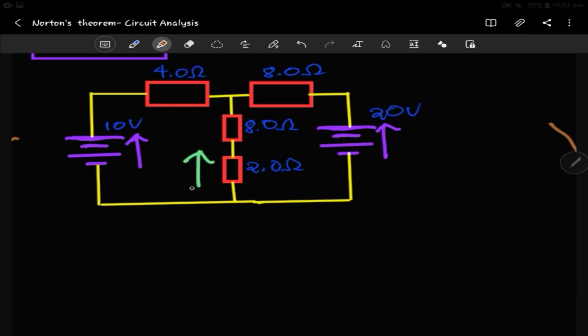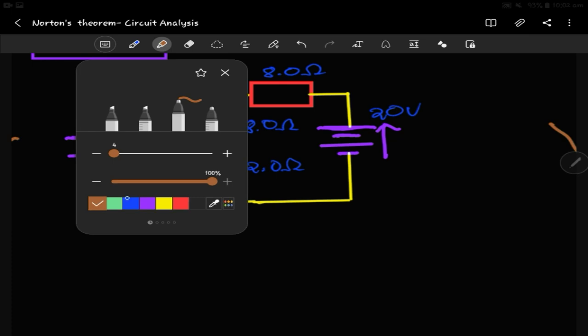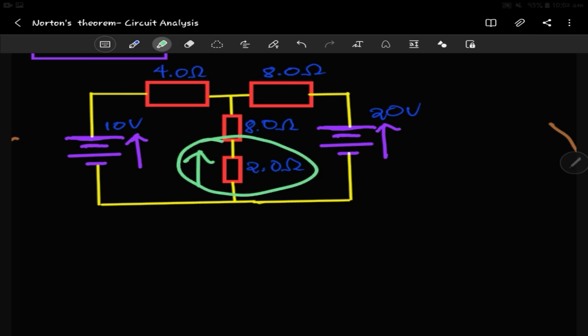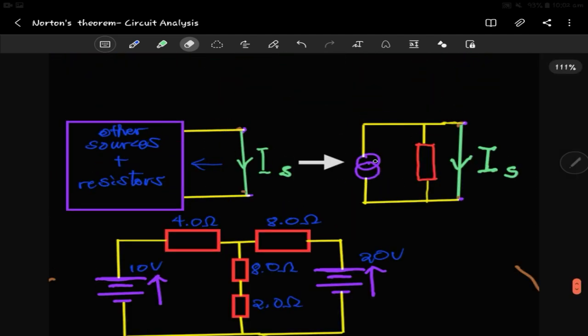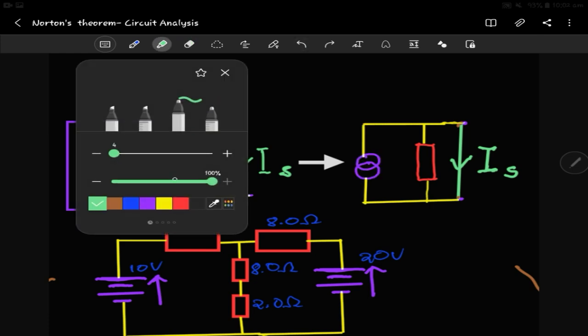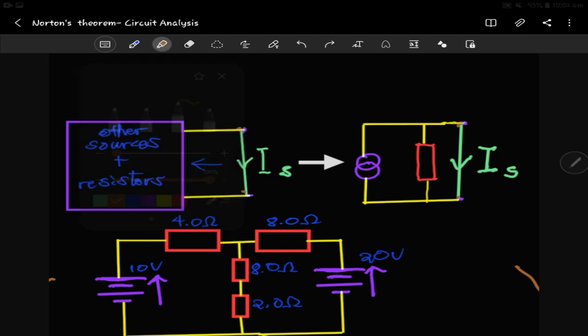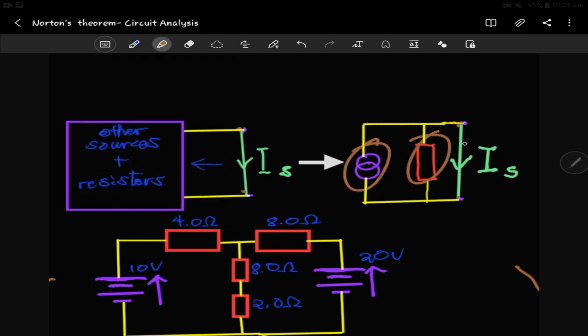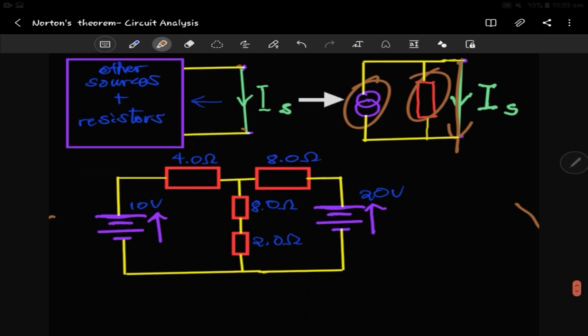This example is asking us to find the current in this, so our interest is the 2 ohm resistor. It's just one here. So it's asking us to find the current in this 2 ohm resistor here. That's how we do it. For Norton's theorem, whenever you're trying to find the current, we are trying to simplify this and this, and then you end up getting something straightforward here.